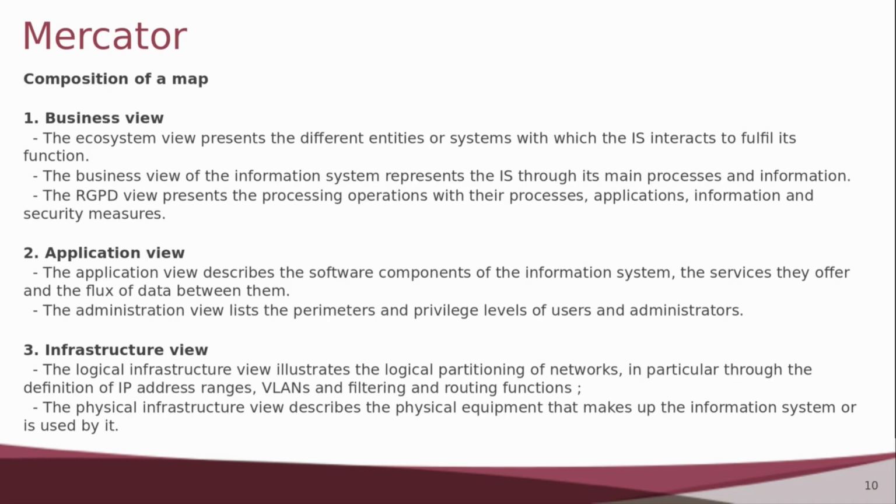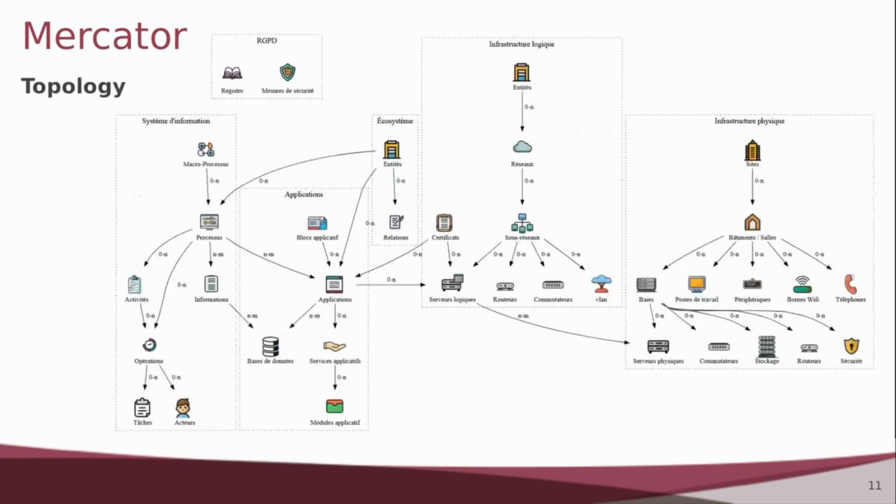The mapping is divided in 3 views: the business view, the application view, and the infrastructure view. On the business side, you have the ecosystem with your entities, your relations, the RGPD. In the application view, you have all your applications with all the components, databases, services, and an administration part. In the infrastructure view, you have the logical infrastructure with the virtual machines, the VLANs, the network, and a physical view where you have the physical servers, the equipment, and where they are in the IT rooms.